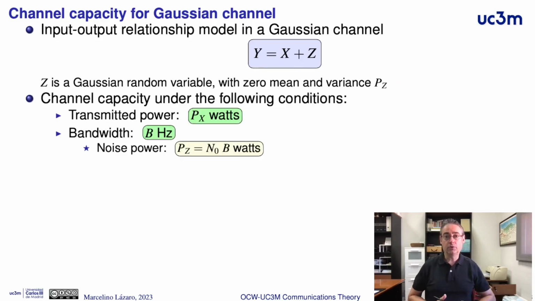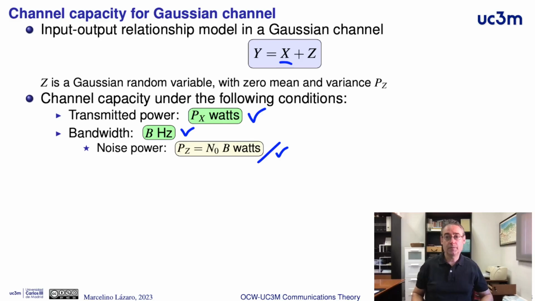We are going to obtain the channel capacity under the following conditions. With a constraint in the transmitted power, the power of X is limited to Px watts, and taking into account that usually the transmitted signal is band limited and the bandwidth in hertz is B. This means that at the receiver we'll have a filter to limit the noise power. If we consider an ideal filter, the noise power after this filter is N0 times the bandwidth in hertz.